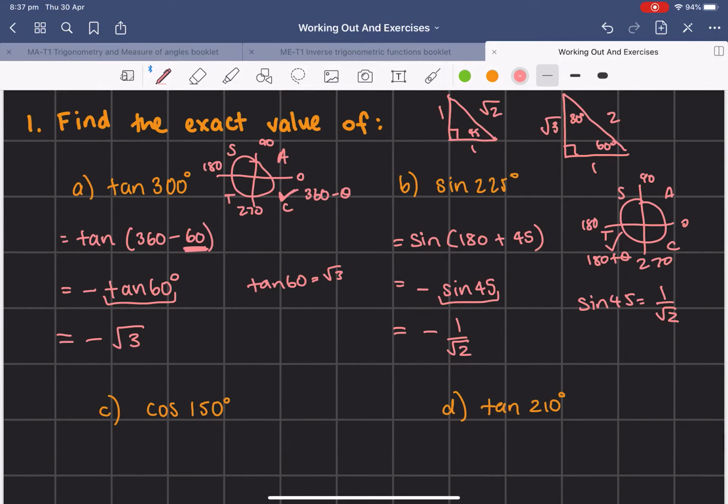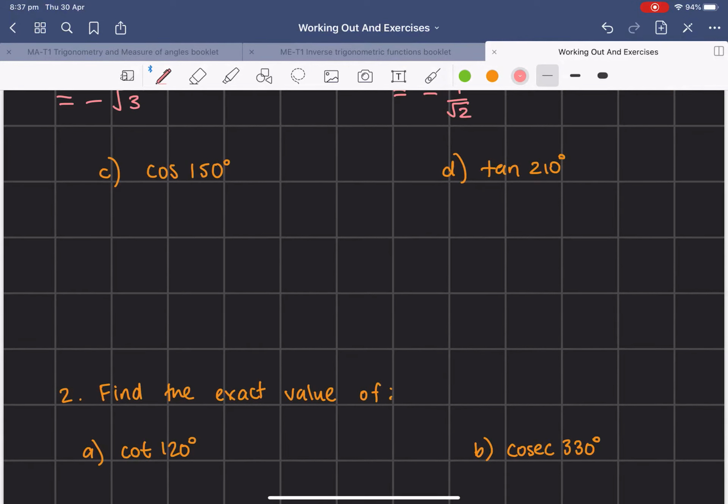All right, let's have a look at the last couple of examples. Cos 150, again, I need to figure out which quadrant I'm in. 150 is in the second quadrant, okay? And in the second quadrant, we write it as 180 minus theta. So I need to write cos 180 minus something will give me 150, so it's going to be 30.